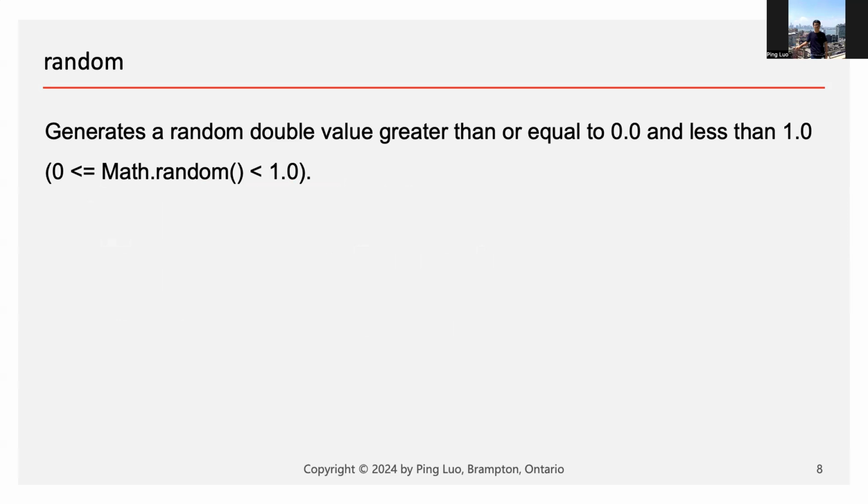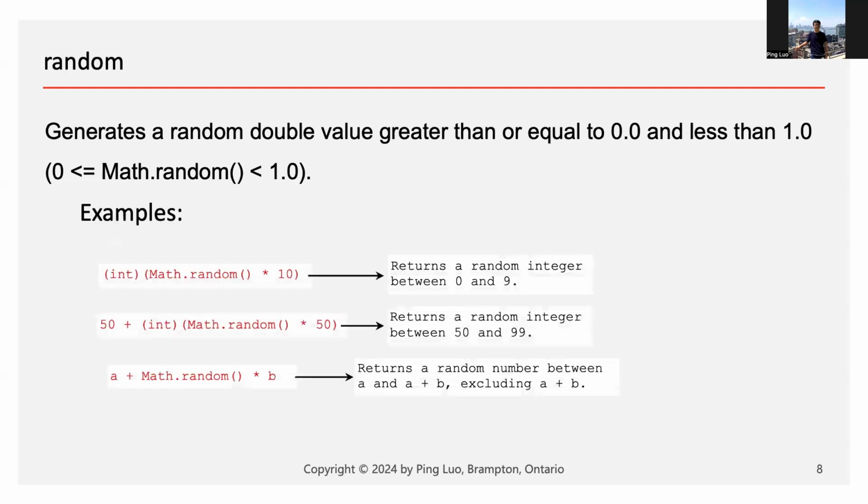In the assignment, we will have a question using random to generate a random number. You can see Math.random just gives you a number between 0 and 1. But what if we want to generate a number between 0 and 9? I can just multiply this by 10. Similarly, if it's between 50 and 99, just add 50. You can use this formula to convert this method to any range you want.